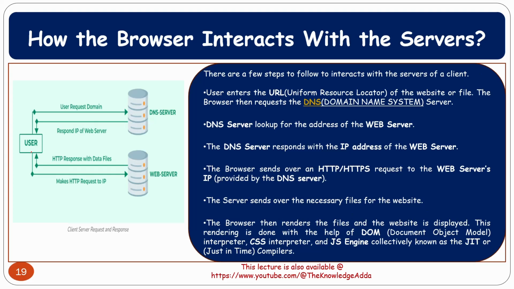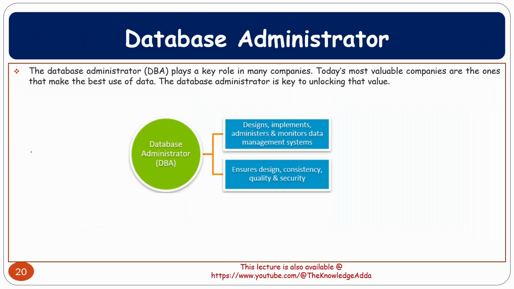This rendering is done with the help of the document object model interpreter, the CSS interpreter, and the JS engine, colloquially known as JIT compilers. So this is the process of how the browser interacts with the server.